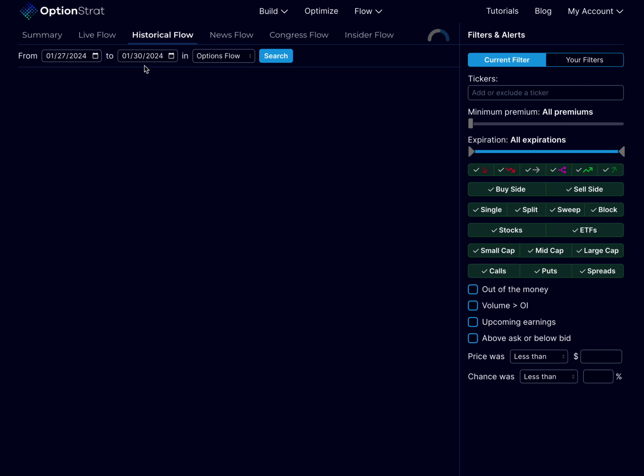I can go back and say, hey, last time that Microsoft had earnings was these dates. What happened to the options flow in Microsoft going into that earnings? Or something along those lines. Again, we can just basically filter down to specific dates.